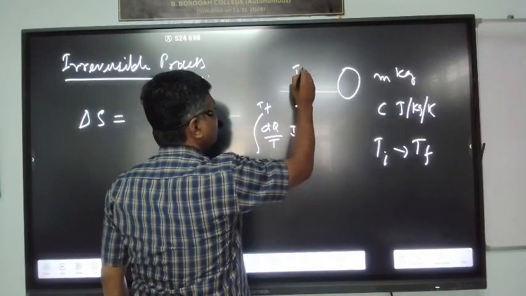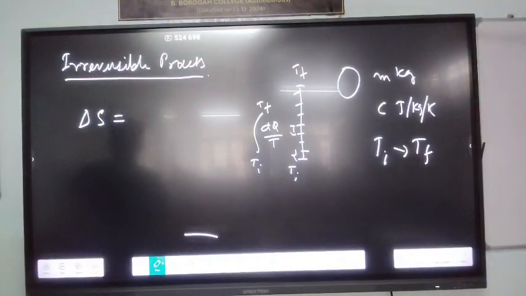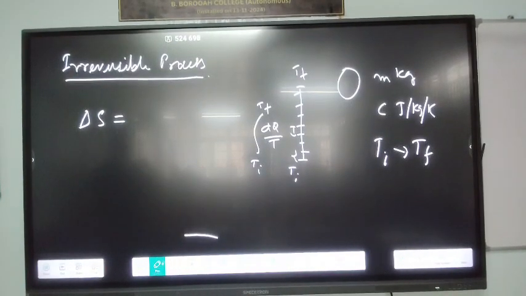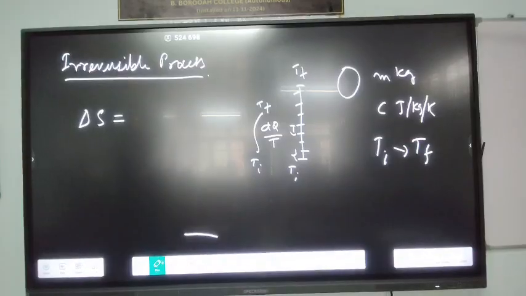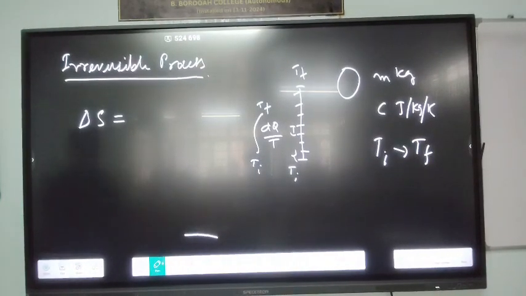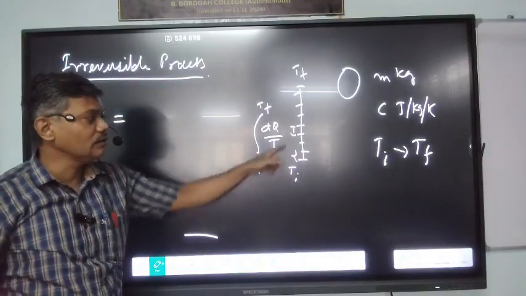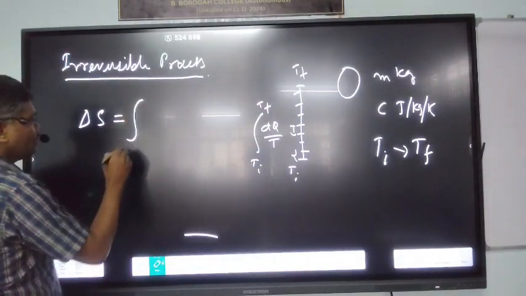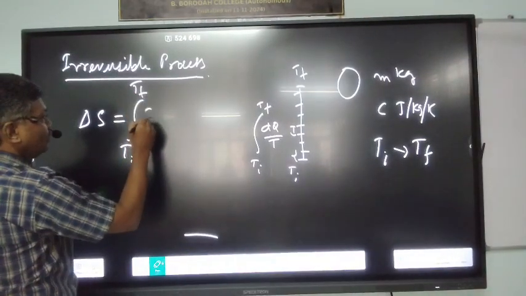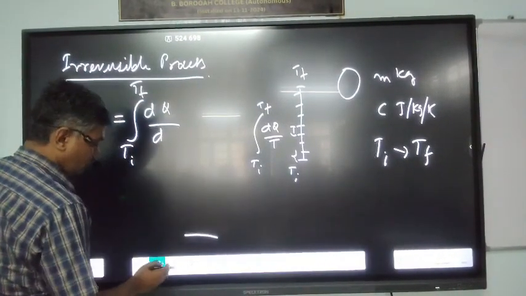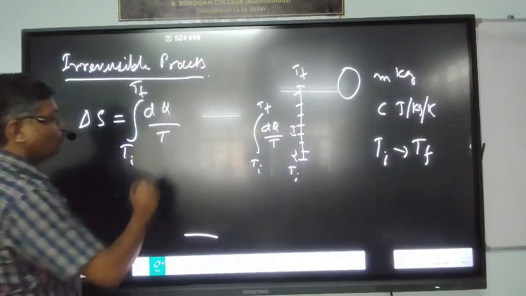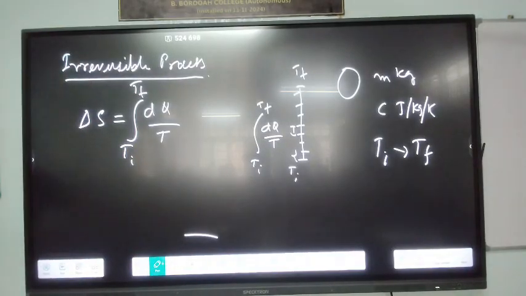Ti to Tf. And I go step by step and add them. Initially suppose I take Ti, next I will take Ti dash, next Ti double dash, next Ti triple dash, and I will reach Tf. So if T reaches like this, I can denote the whole process like this: integral from Ti to Tf of dq by T, where T is changing from Ti to Tf.